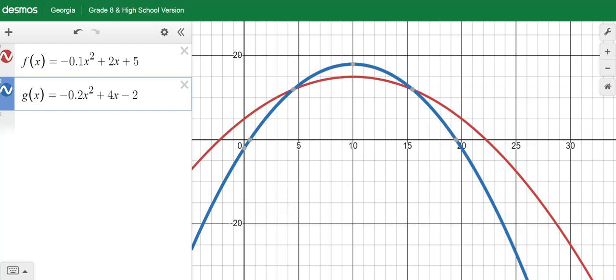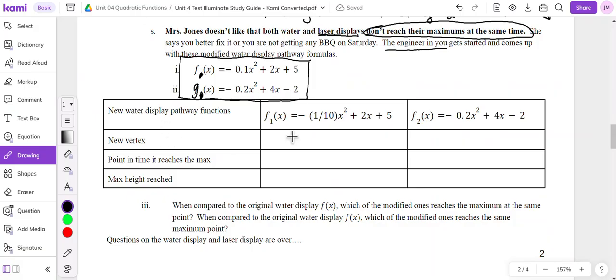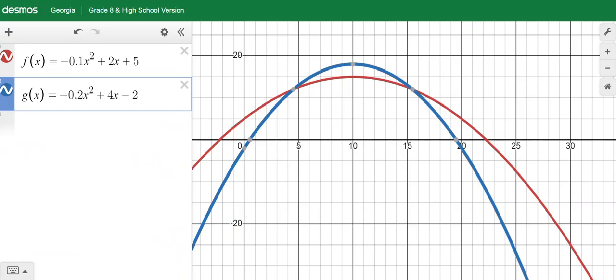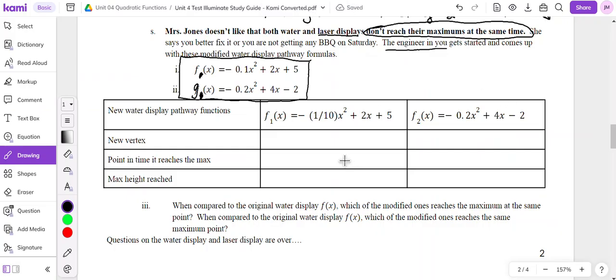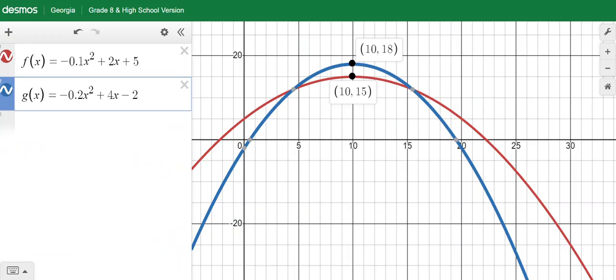And here they are. I need the vertex for both of them. So the vertex, let me see, the red one is water, 1015, 1018. Ooh, let me not forget the numbers. 1015, 1018. All right, let me just double check for X. Yes.